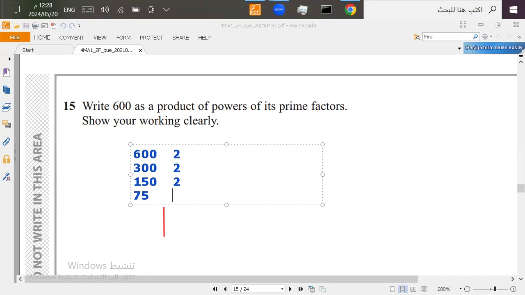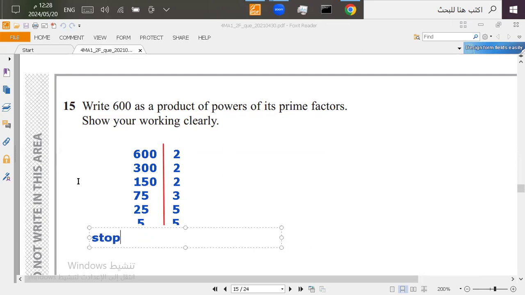75 divide 3 is going to be 25. Now 25 can't be divided by 3, so you have to divide by 5. You'll get 5. And then the 5 should be divided by 5 to get 1. Now, once you reach the 1 under the original number, you can stop here. So you write stop, so you know that you can't divide anymore.